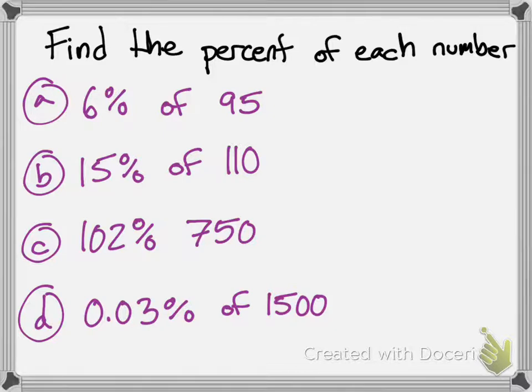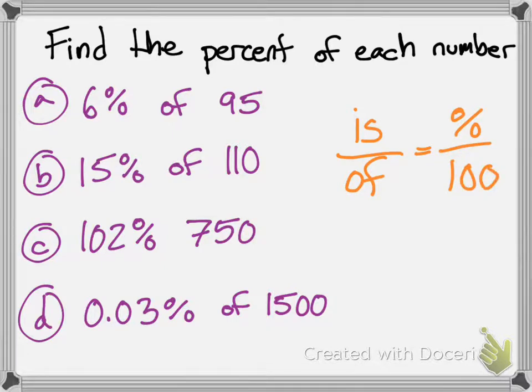I want to ask you guys, do you remember the formula that I gave you for how to solve percent problems? What did I say? I said something over something equals something over something. Emma, what is it? Our thing is over of equals percent over 100. Is over of equals percent over 100. So based on that, fill that out for all 4 of these.